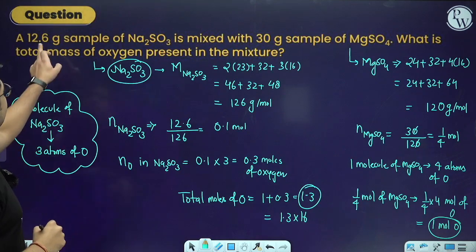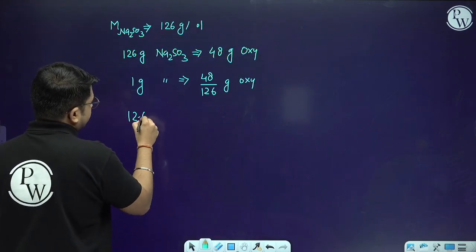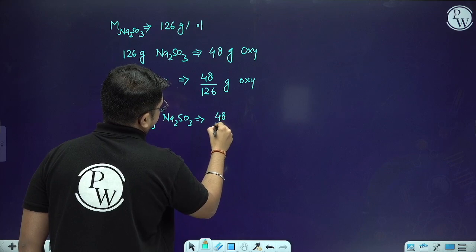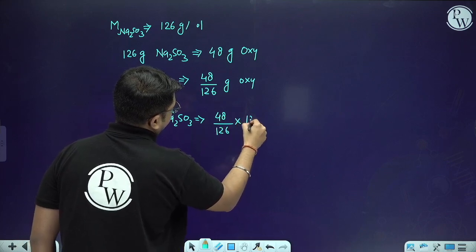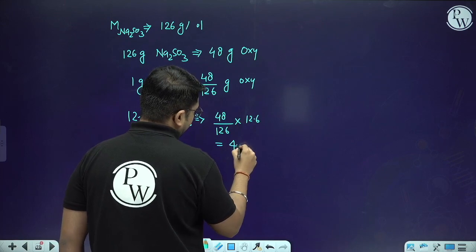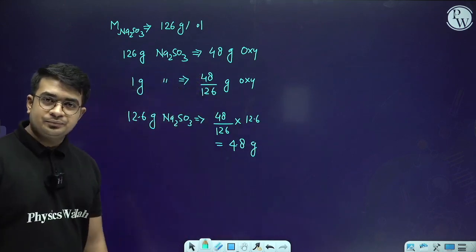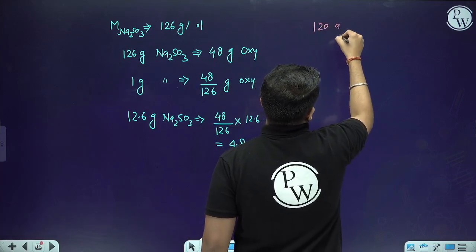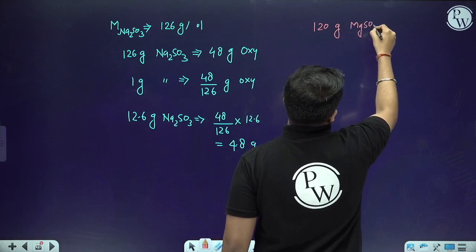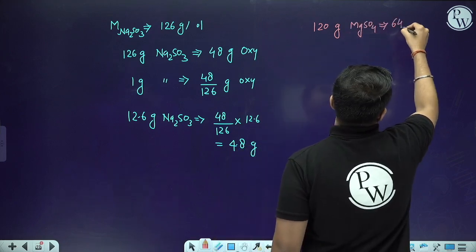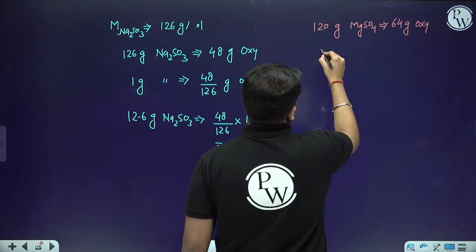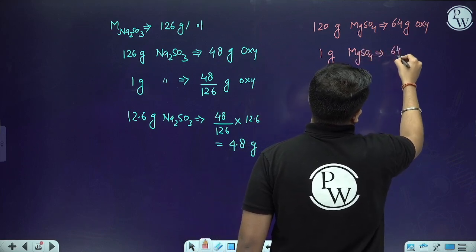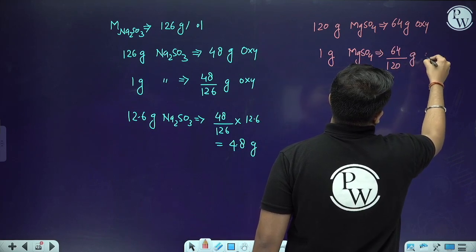Now the given sample is 12.6 gram. So 12.6 gram Na2SO3 will contain 48 divided by 126 multiplied by 12.6. So that will be 4.8 grams, first part. In the same way, you can say that 120 gram of MgSO4 actually contains 64 gram of oxygen. It means 1 gram of MgSO4 will contain 64 divided by 120 gram of oxygen.